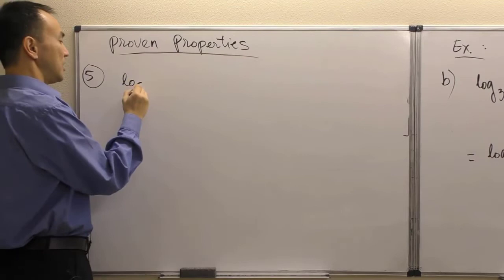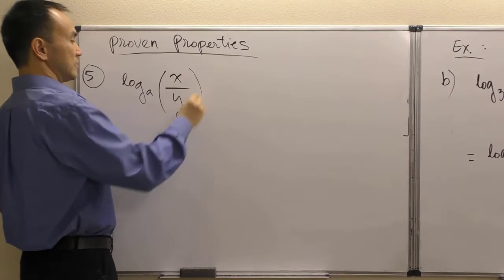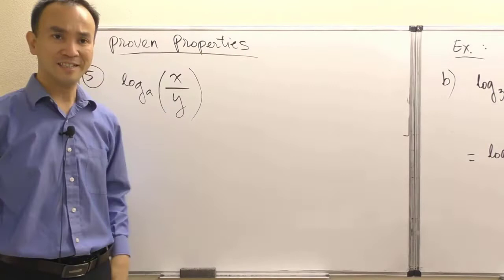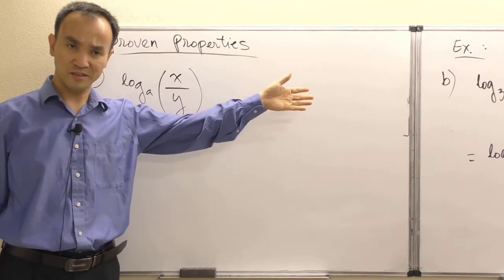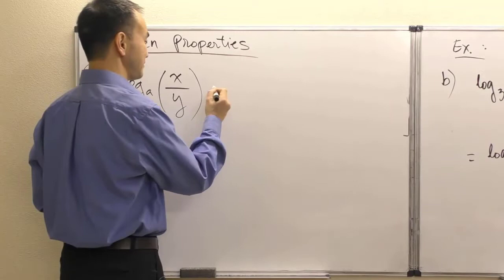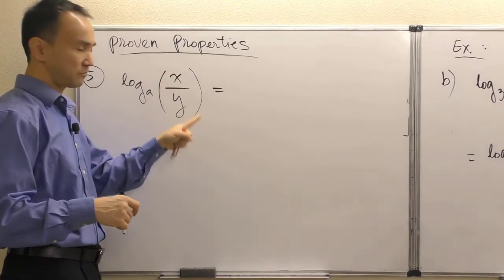So log base A generally of a quotient. A quotient here is definitely a fraction, a division problem, so make sure the denominator here is non-zero. And in the end, both x and y have to be positive, because once we tear them down into separate components, they have to meet the requirements we've learned earlier in our lecture. They have to be positive arguments. So this is logarithm base A of a quotient, x over y, in that order.